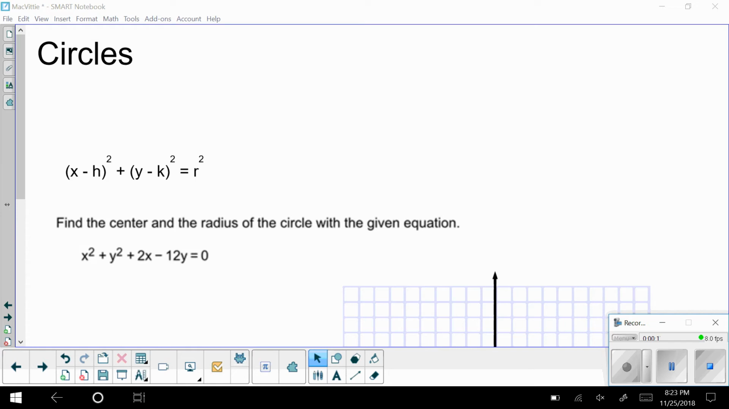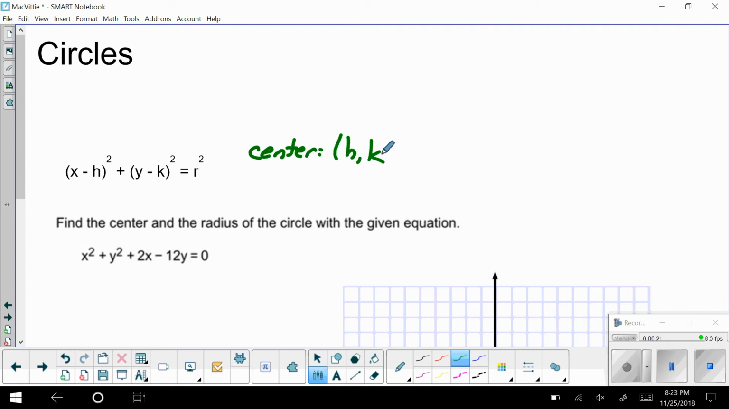One is typically called the center radius form, which looks like this, in which case our center is at (h, k). So we moved x to the right h and y up k. And the radius then is just r.